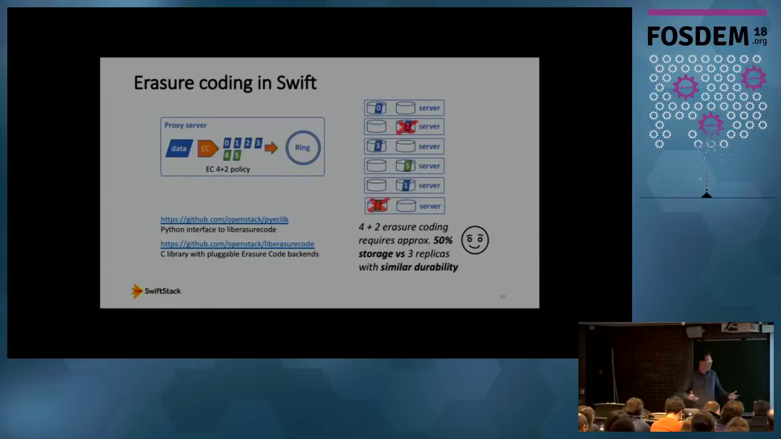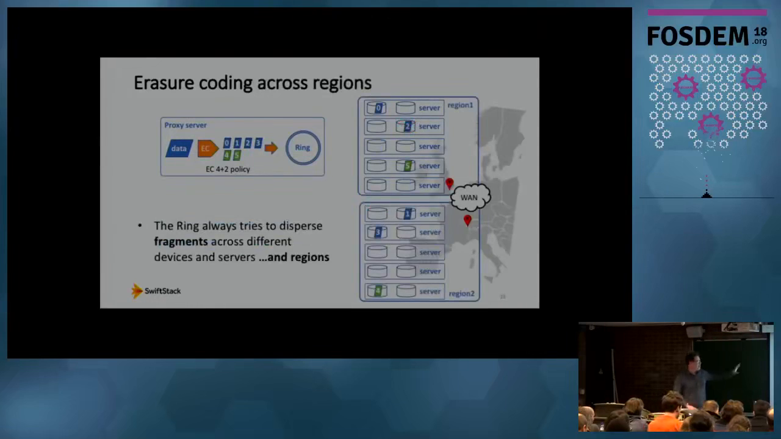What was the problem with distributed clusters? Isn't this just going to work? Well, let me add back in the regions into my storage pool. Same erasure coding scheme, 4 data fragments, 2 parity fragments. The ring has done its job. The ring has dispersed the fragments uniformly across the regions.